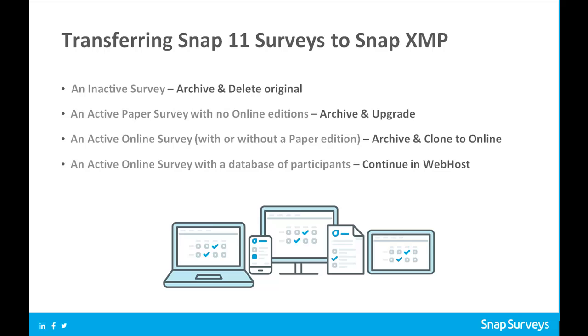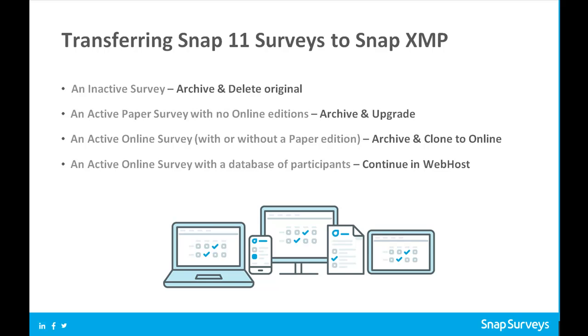Okay, so hopefully you're now all set up to start using Snap XMP. So just to recap, if you have a closed survey, regardless of whether that's a web-based survey or just a paper-based survey, you can simply upgrade the survey and then you're ready to do your analysis. If you have a live web-based survey, ideally let it run its course in webhost and then upgrade it once it's closed, ready for your analysis.